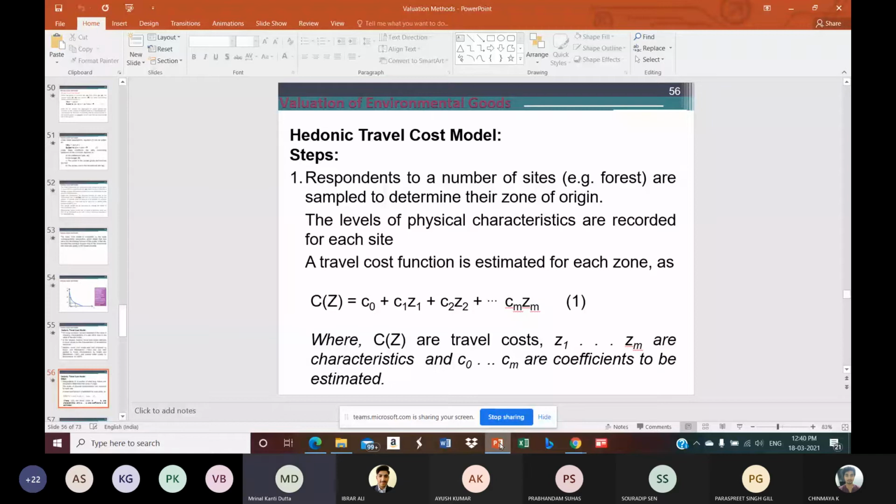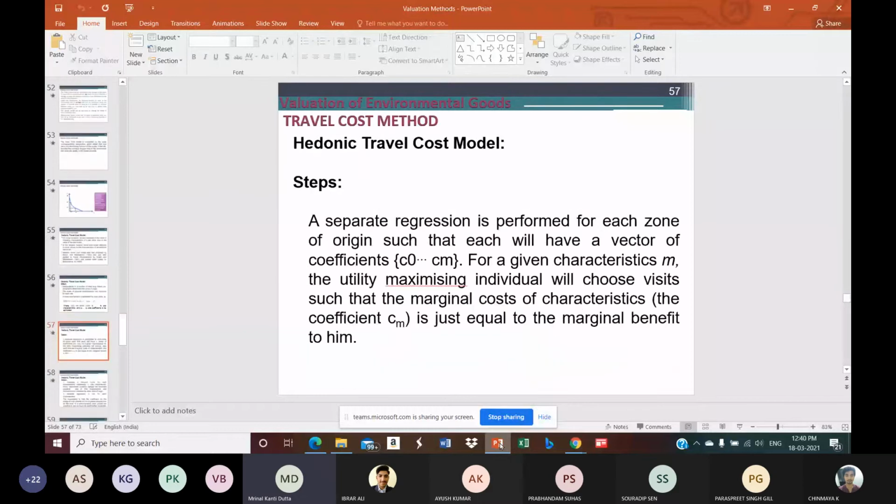The case of the hedonic travel cost model, you can go through that. These are already given to you. Respondents at a number of sites are sampled to determine their zones of origin. The levels of physical characteristics are recorded for each site. After that, a travel cost function is estimated for each of the zones, where CZ is a combination of this: CZ is the travel cost, the different Zs are the characteristics, and the Cs are the coefficients to be estimated. A separate regression is performed for each zone of origin, such that each will have a vector of coefficients.